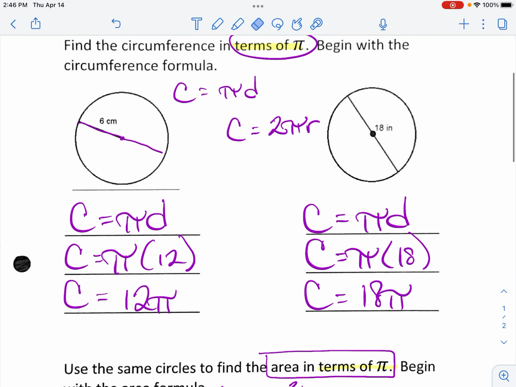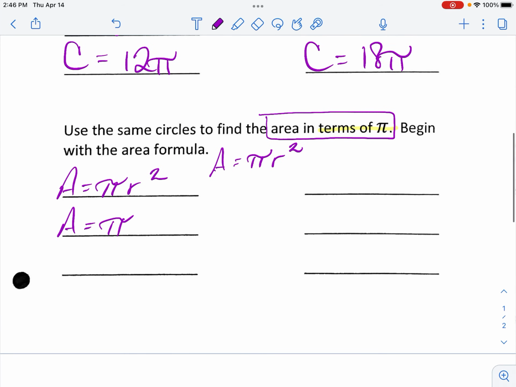The radius of this circle up here, the distance halfway across, was 6. So I can substitute in 6 squared. We know that 6 squared is 36. So the area in terms of pi would be 36 pi.